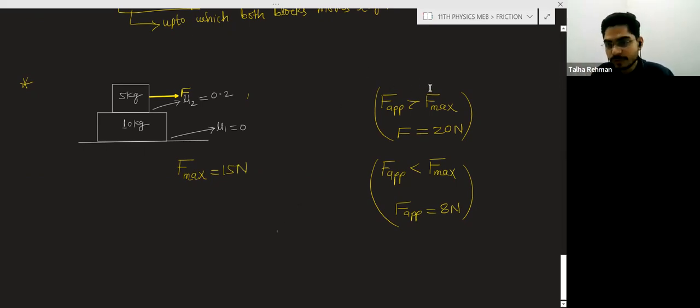For that, you first have to calculate the maximum force and see what the applied force is. If the applied force is greater than the maximum force, then there will be relative motion, or one block will move alone. Both blocks will not move together. If the maximum value of the force is greater than the applied force, then both blocks will move together, and there will be a common acceleration also.